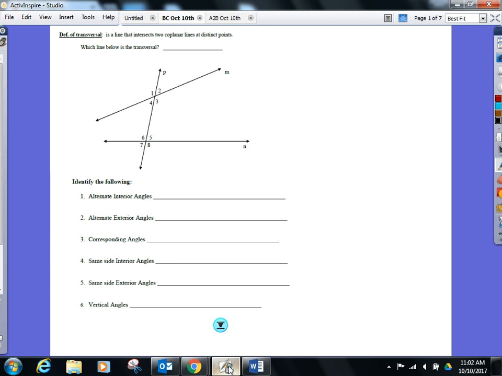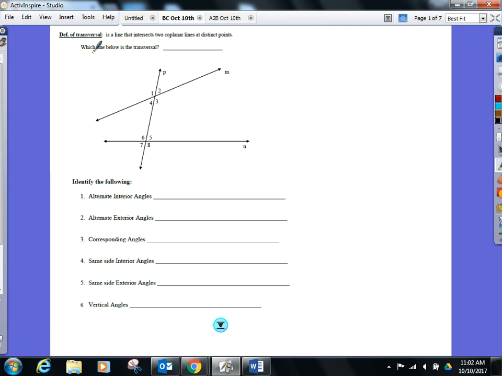All right, before I get into anything, I want to make sure you know where these angles are located. In your packet, up on the board, I have lines M and N, and I intersect that with line P. The first thing I want to talk about is what's called a transversal, the line that intersects two coplanar lines.